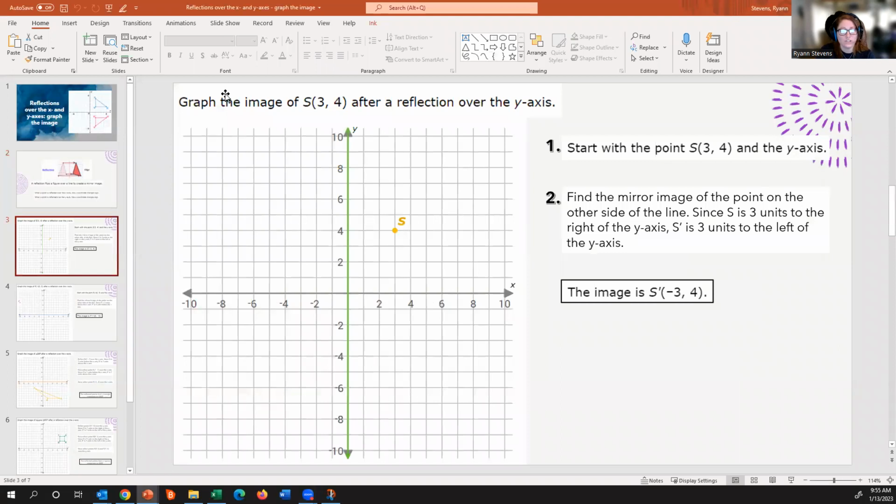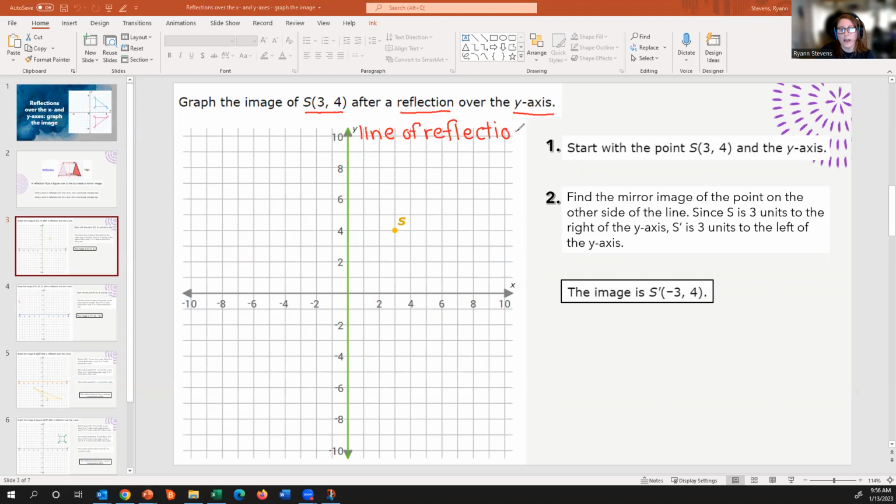So with this question, it says we need to graph the image of S, which is at 3, 4, after a reflection over the y-axis. So when we look at this, the most important information we have is this pre-image, the starting point that we have. And then we're talking about a reflection over the y-axis. And so here we can see the y-axis is highlighted in green. And that's what you want to find first: where's my line of reflection? Okay. So we'll call this our line of reflection.